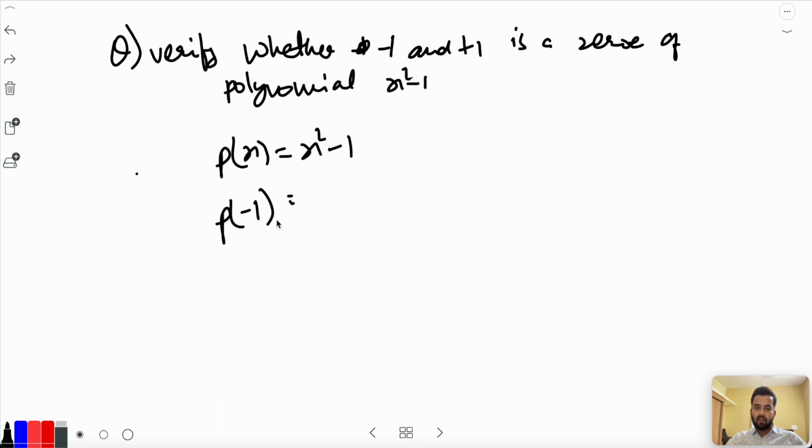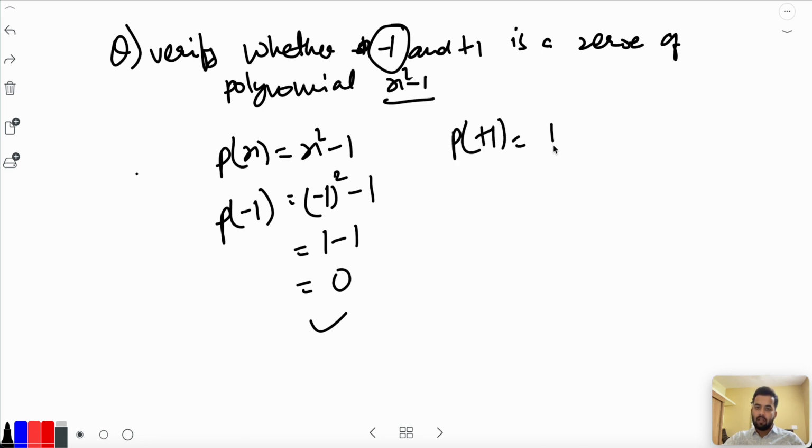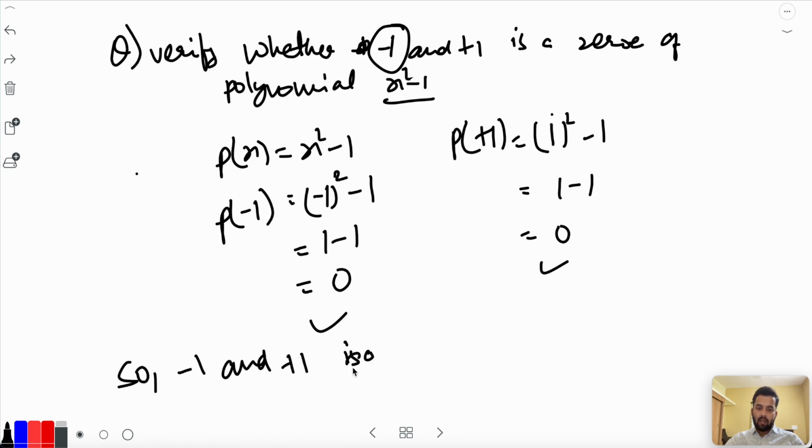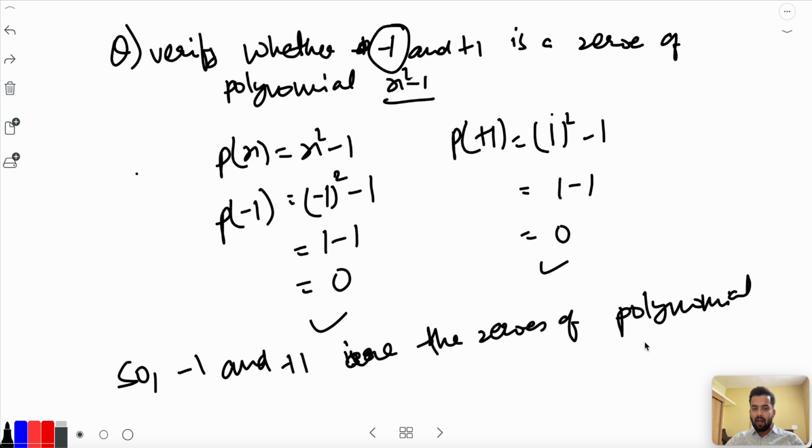First we'll check for -1. Put -1: 1 minus 1 is 0. See, we got 0. That means -1 is a zero of the polynomial x square minus 1. That is the main part. Now let's check for +1. Again 1 square minus 1, 1 minus 1, 0. So what will we write as the statement? -1 and +1 are the zeros of the polynomial. You have to write the polynomial also, so x square minus 1. You have to write the statement like this.